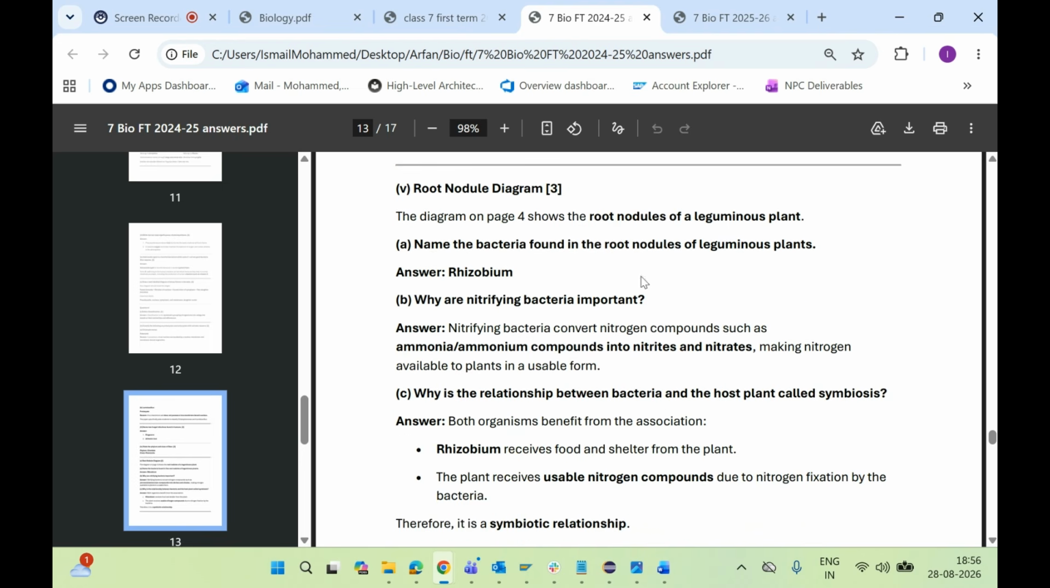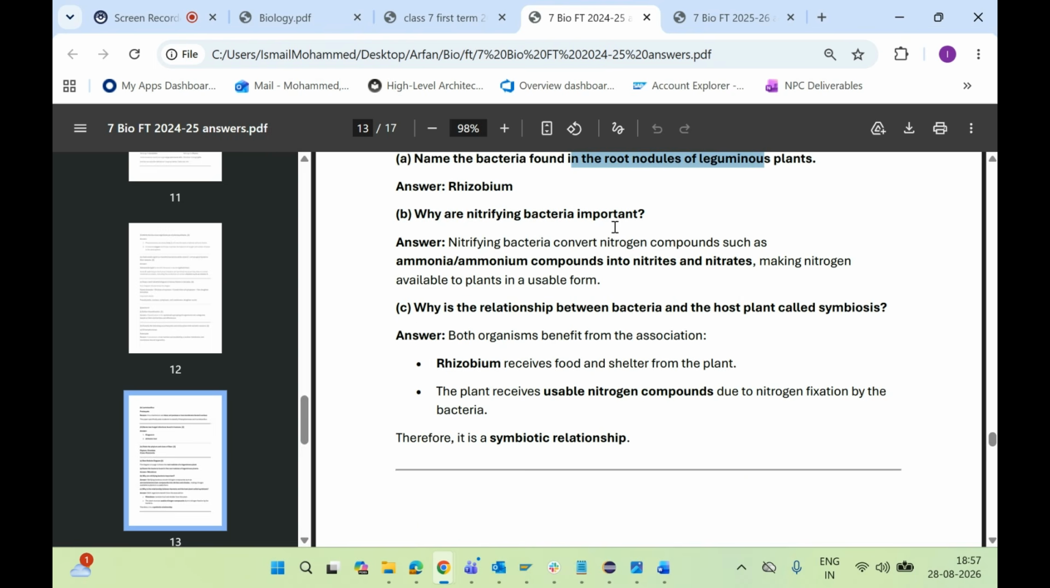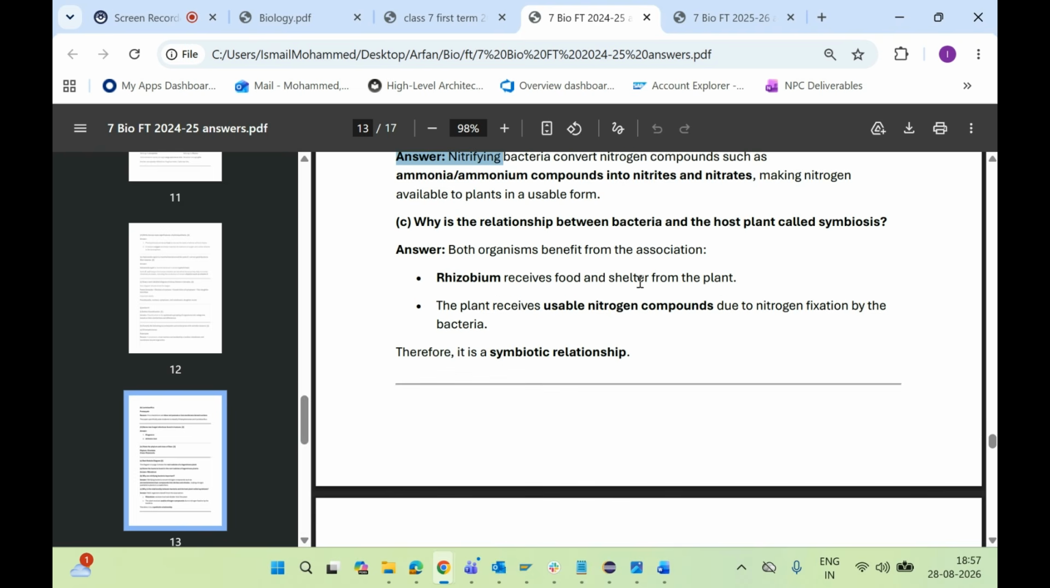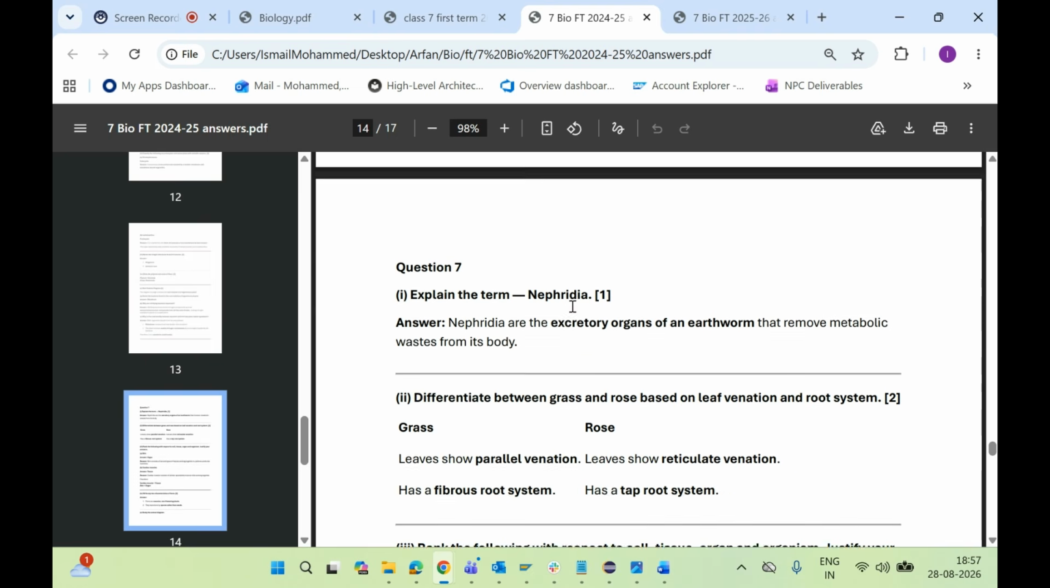Root nodules, this belongs to plant tissue, so you can omit this one. This is also plant tissue. This is also plant tissue. Omit. What is the relationship between bacteria and the host plant? So, why is the relationship between bacteria and the host plant called symbiosis? I think this also belongs to the plant kingdom, so you can omit this one.